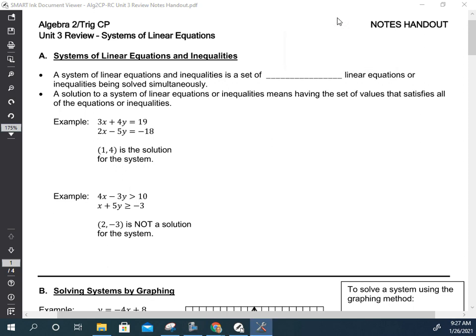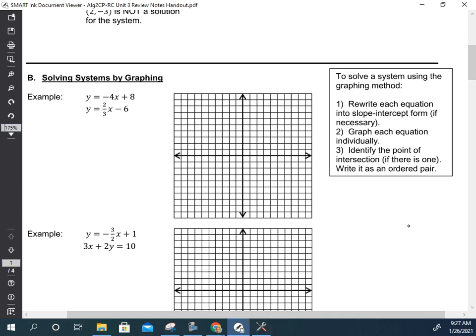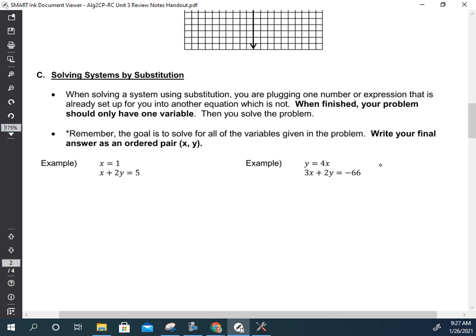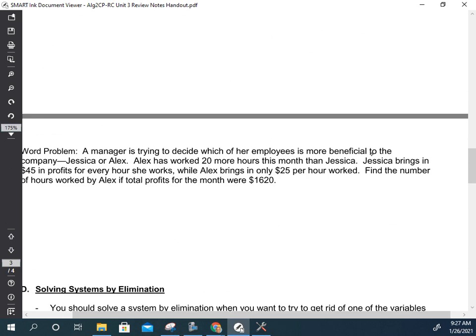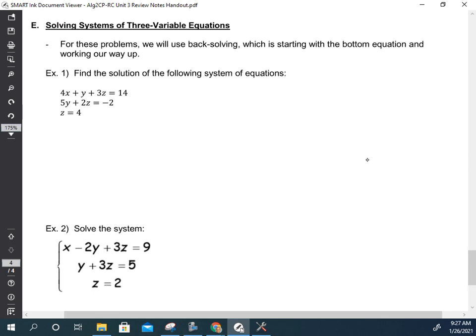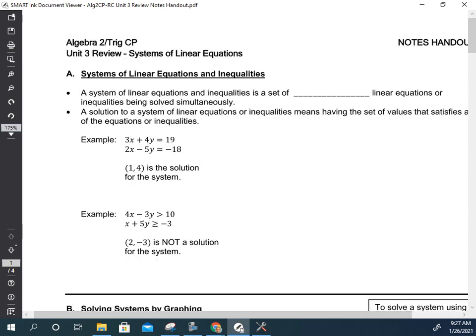So just to preview what Unit 3 is about: systems of linear equations and inequalities. We're going to look at what they are, and then we're going to focus mostly on solving equations. Doing it by graphing, by substitution, by elimination, and solving systems with 3 variables. So that's pretty much what we're going to be going through over the next 3+ days.